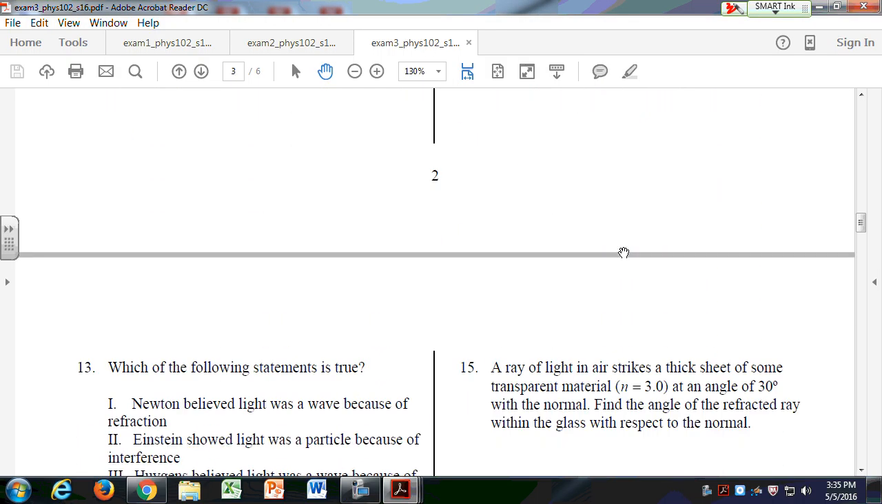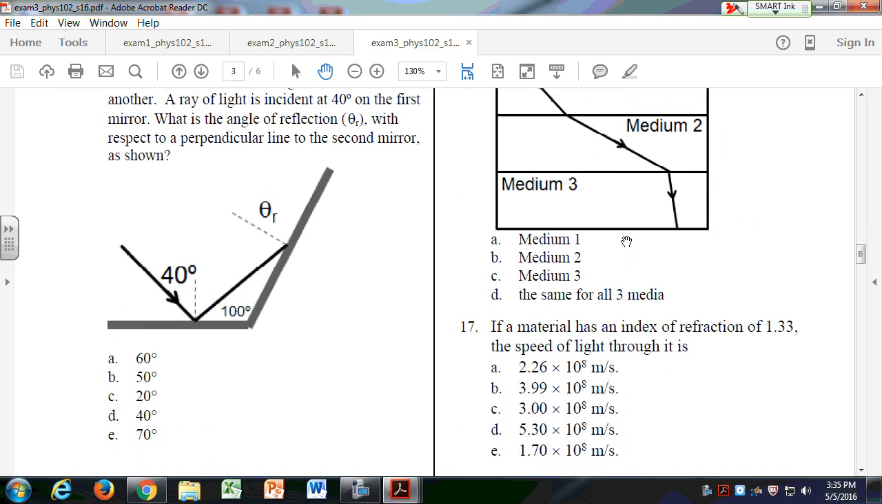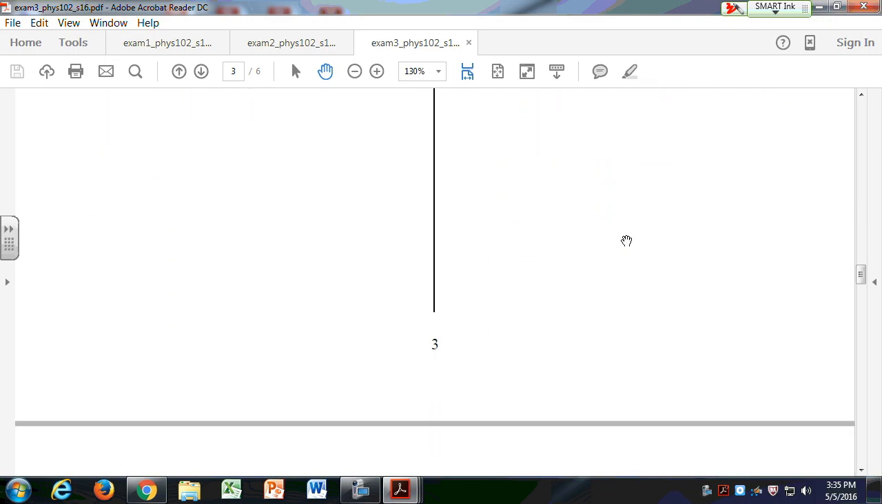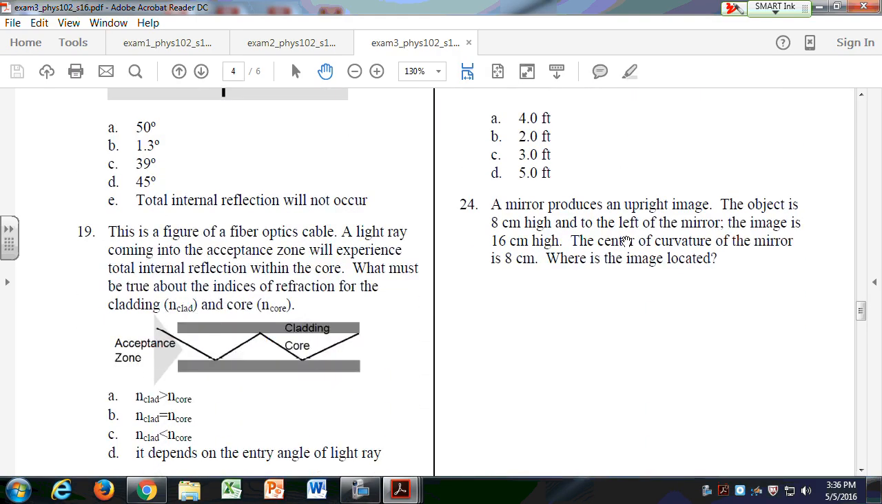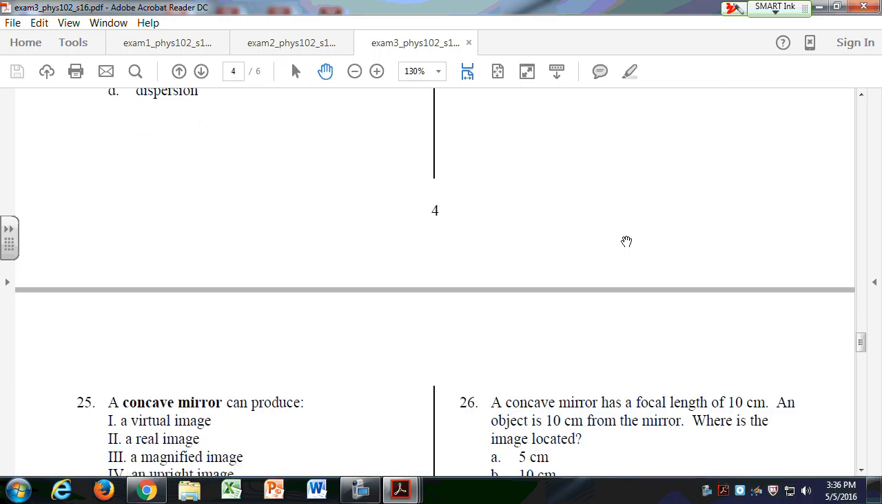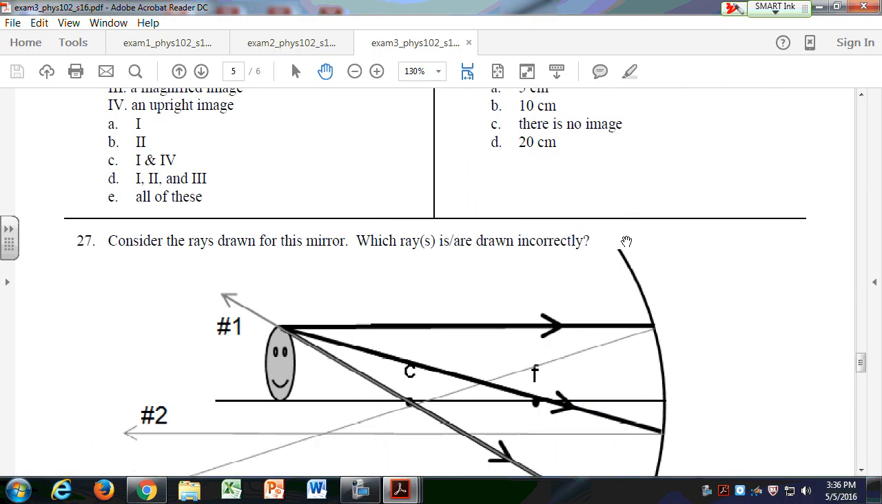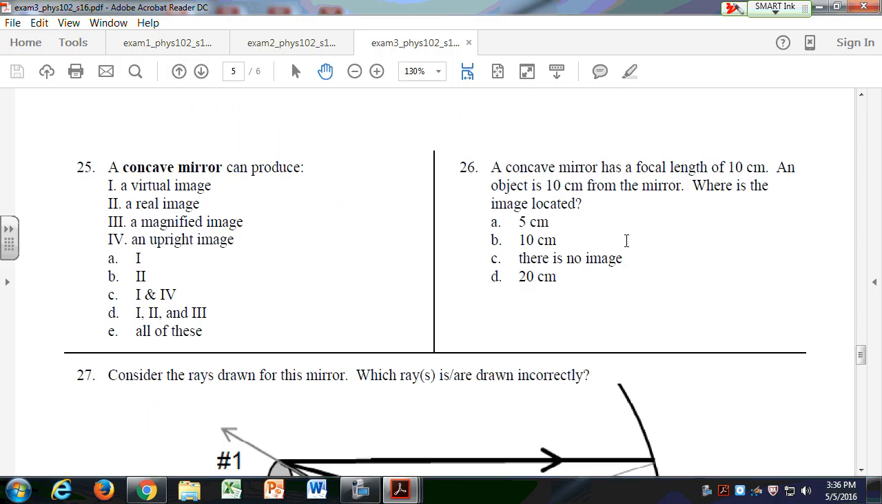A little bit of light stuff: history of light, diffraction, reflection, speed of light, mirrors, ray diagrams. Concave mirror.